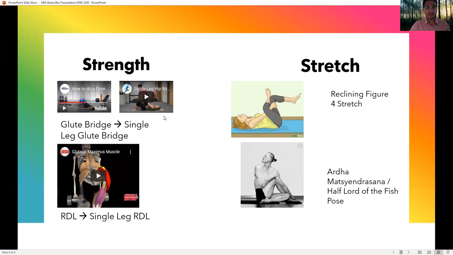The progression is single leg glute bridge. This is a great way to work hip extension on one side and hip flexion on the other. So isolating the single side, especially if there is an imbalance observed on one side.